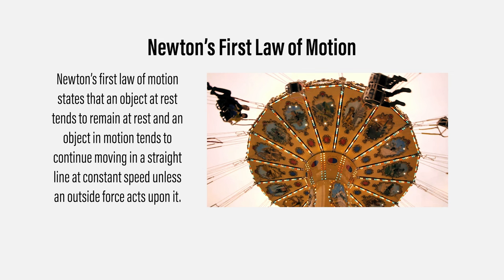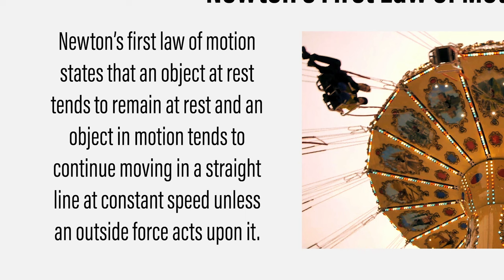What is Newton's first law of motion? Newton's first law of motion states that an object at rest tends to remain at rest, and an object in motion tends to continue moving in a straight line at constant speed unless an outside force acts upon it. In other words, once something is moving, it will keep moving until something else stops it or slows it down.